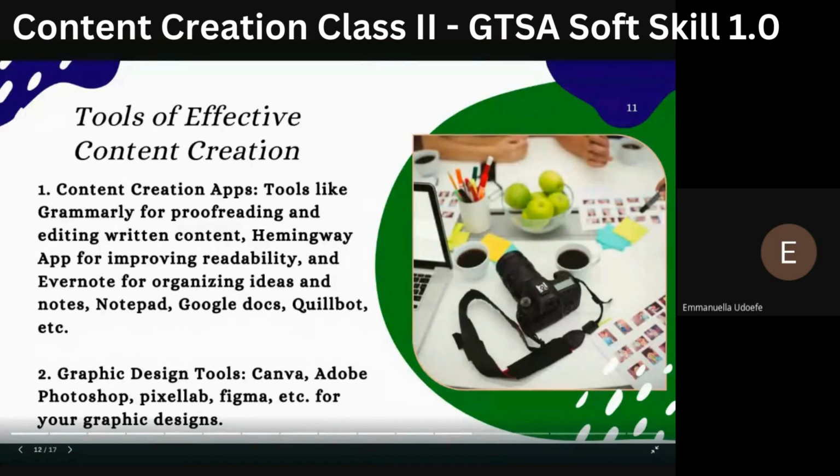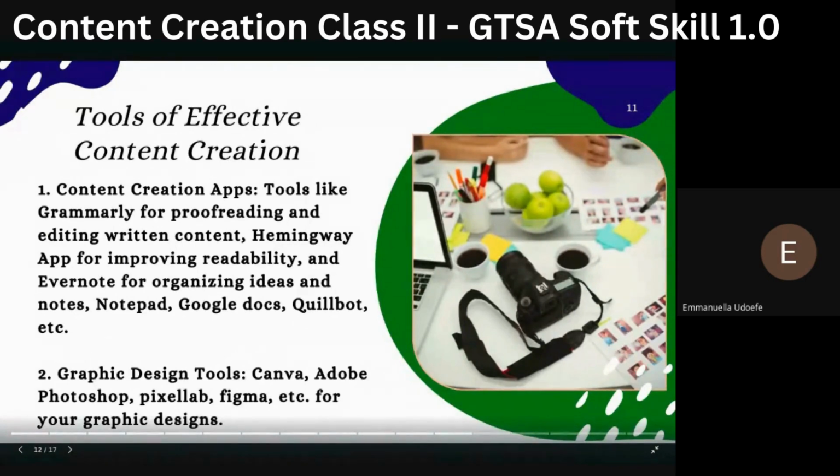There are tools that I myself have been using. For instance, this class that you are seeing was designed on Canva. The presentation slides you are seeing were designed on Canva. So there are basic things that you need to know or employ to up your content creation game. The first one is content creation apps. We have the likes of Grammarly. Grammarly is for proofreading and editing written content.